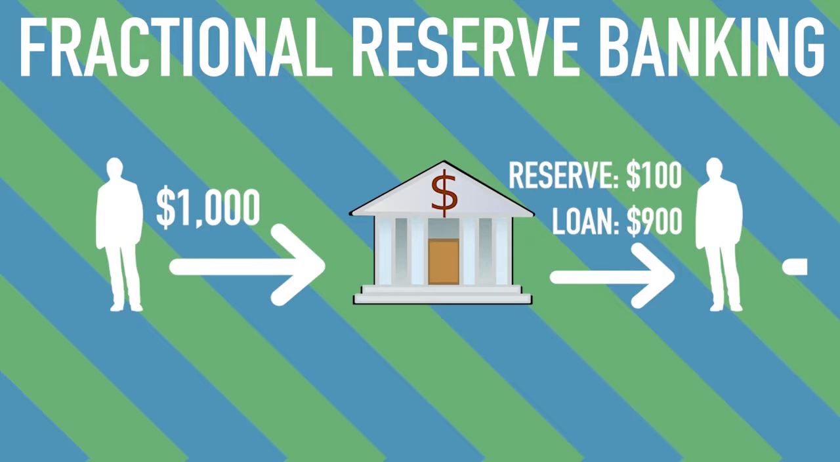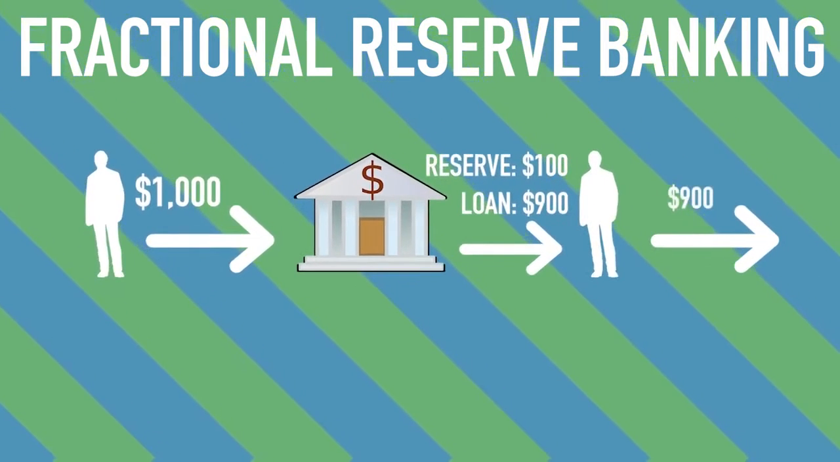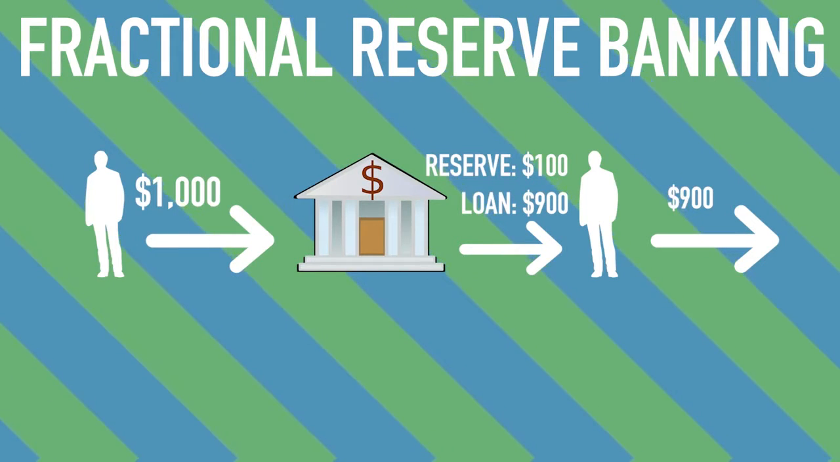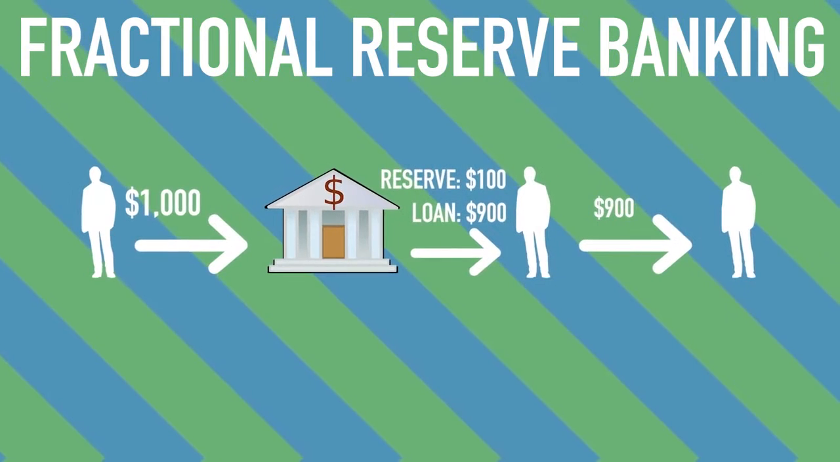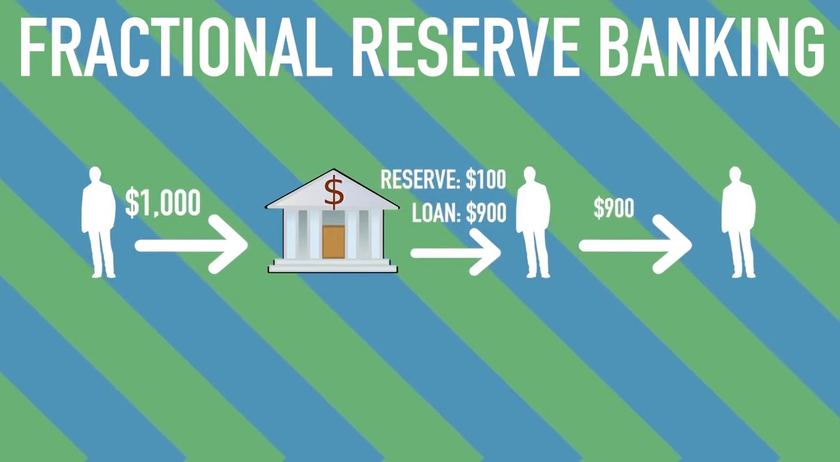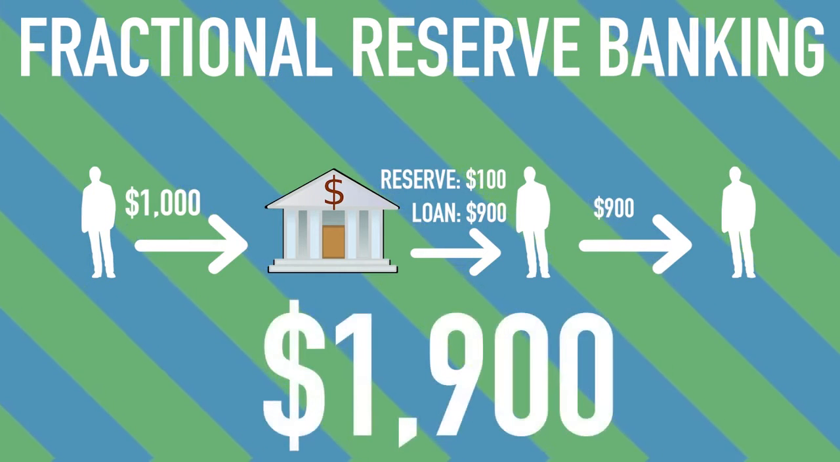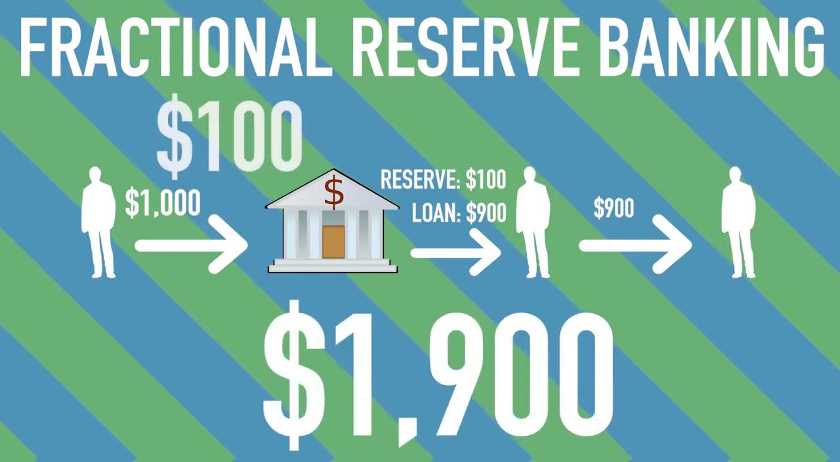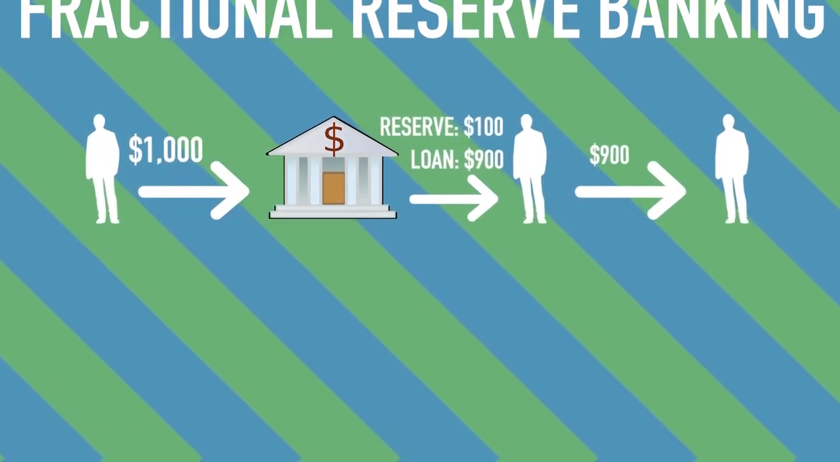The lendee, or the person that took out the $900 loan, then goes on to spend that money. To simplify the scenario, we'll say that person with the $900 loan immediately paid someone else that $900. At this point, when looking at this small financial system, there's a total of $1,900 in circulation, but the bank only has $100 in reserves. But here's where the endless money glitch occurs.